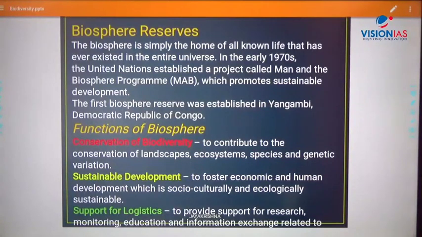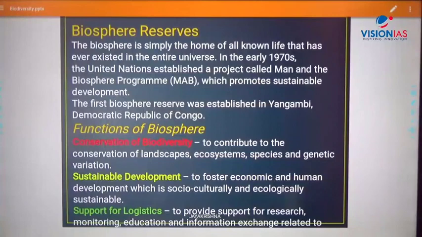Citing the functions of biosphere reserve. What are the functions? The first one, conservation function. Come on, write down something. Conservation function.